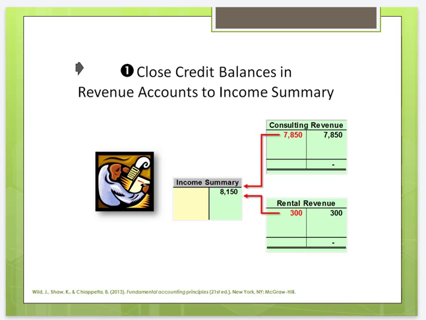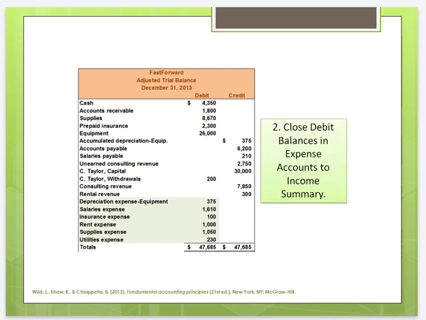Here we can see how this impacts each of those T accounts. For consulting revenue, we have debited the account for the total credit balance. Therefore, it now has a zero balance. The same is true for rental revenues. That total credit is now placed into the income summary account.